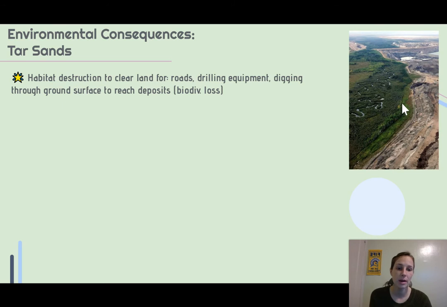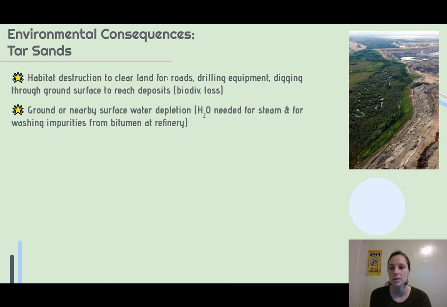So if you look at this image here, this was previously a forest, and right up next to it is where we are going to be having this tar sand mining. You can see that clearly we destroyed the habitat, but it's also leading to habitat fragmentation, which is also not going to be beneficial for general biodiversity of these forests.